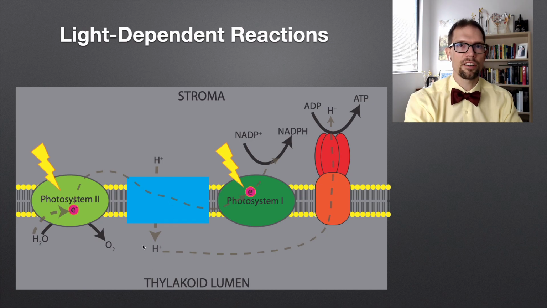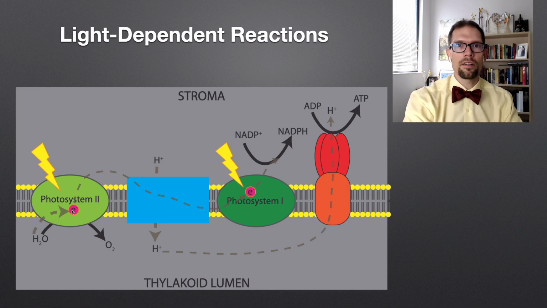Now, this concentration gradient can be used to create ATP via our old friend ATP synthase. This is the same enzyme that we saw in the electron transport chain of the mitochondria. So the protons float down their concentration gradient, and as they do, they're going to take ADP and an inorganic phosphate, combine them together, and you will get ATP. So very similar to cellular respiration, you have a proton gradient that runs ATP synthase that synthesizes ATP.